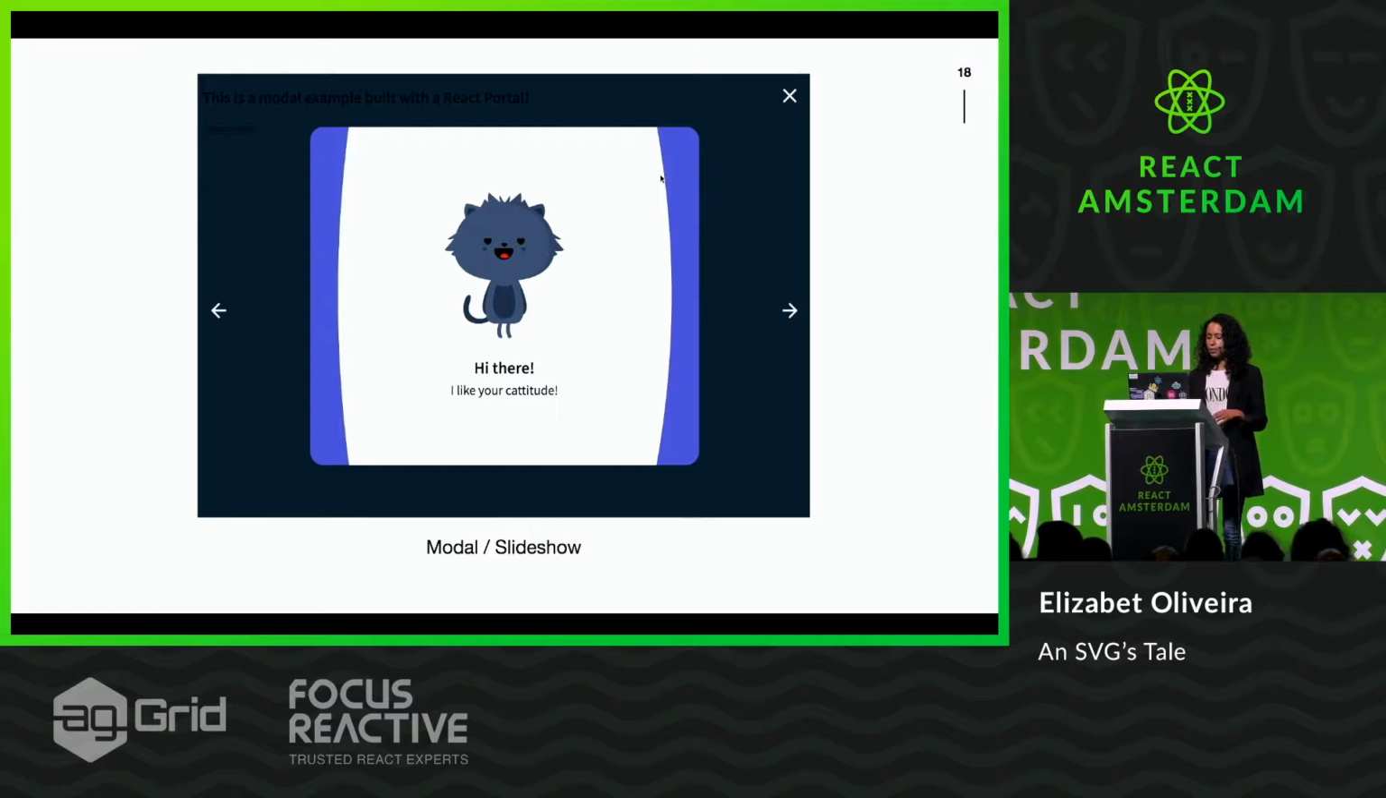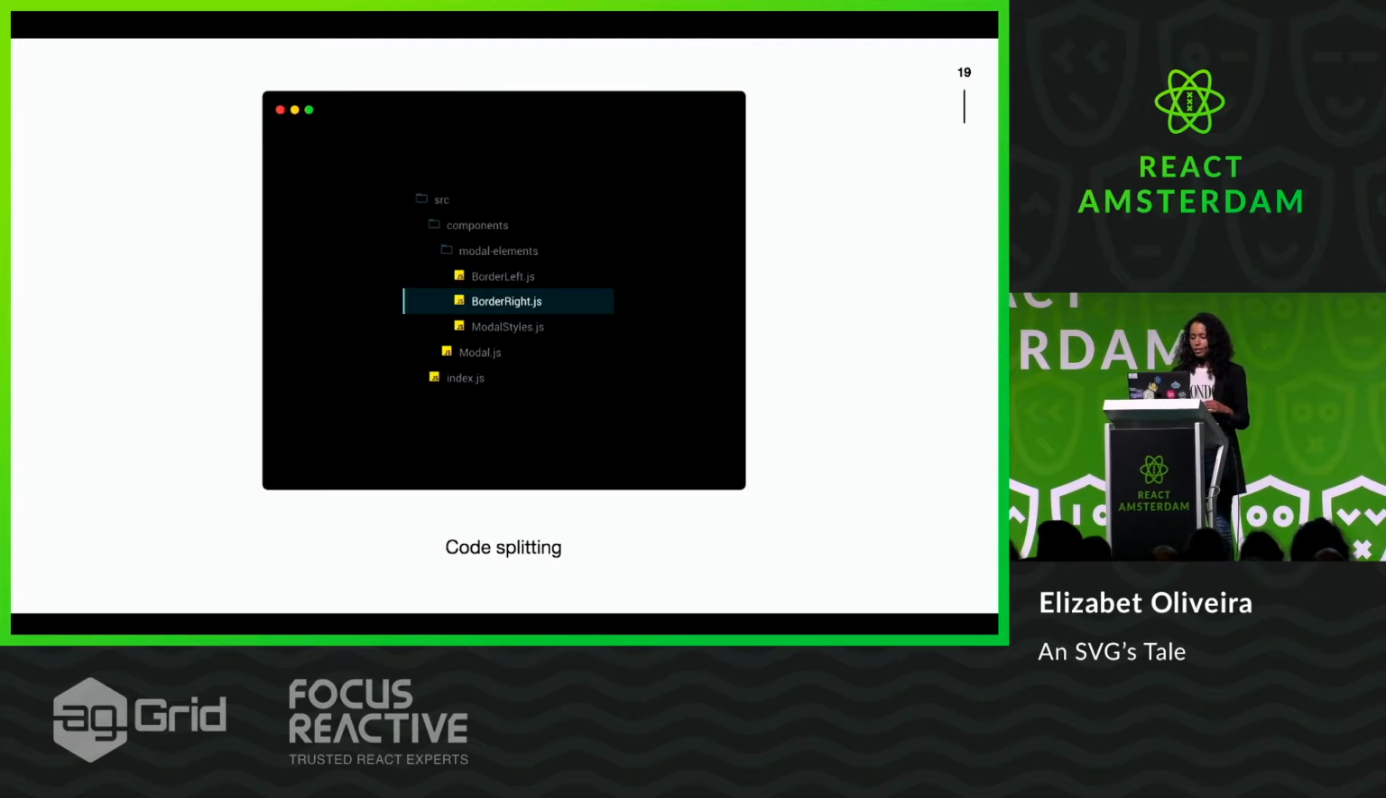It's very simple. I have a border left and this purple border right. My idea was that if I click on the arrows, I wanted to move the borders to the right and to the left. So the first thing that I did was start by splitting and creating this structure. So this is the modal, and inside the modal I have different elements, the border left, the border right, and the styles, where I'm using styled components.